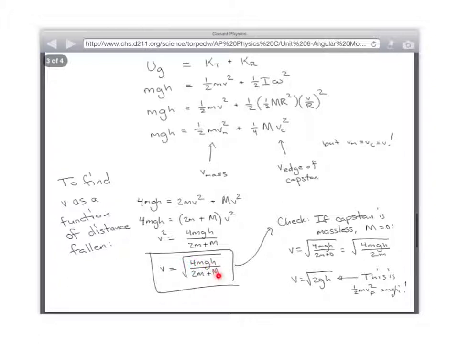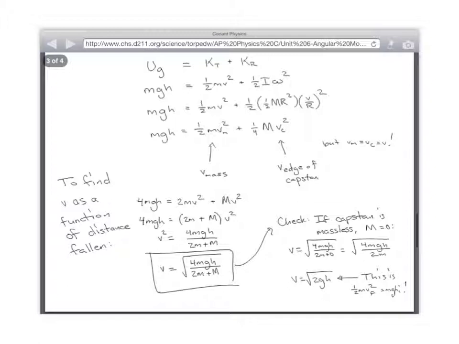Where have you seen square root of 2gh before? Anytime you got something falling. That's how fast it's going after a certain distance. Square root of 2gh. You learned that way back in the beginning of your first year of physics. Make sense? Okay.